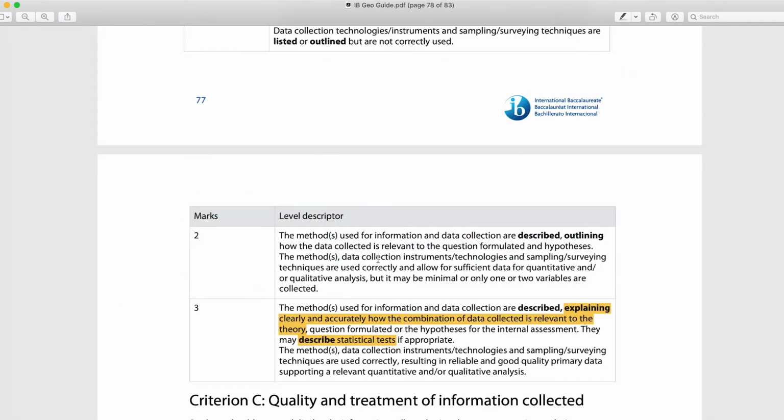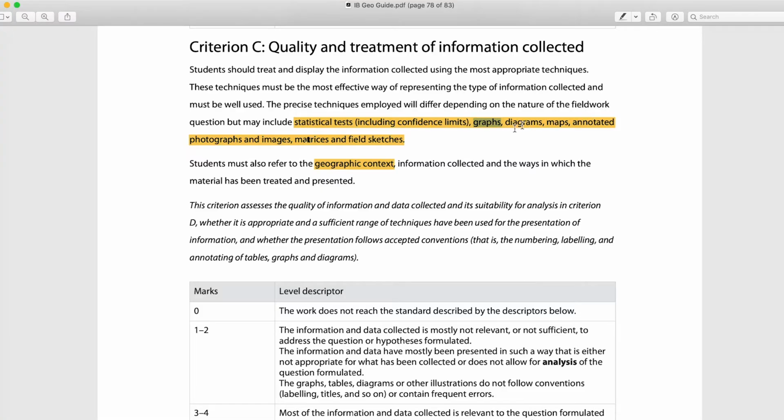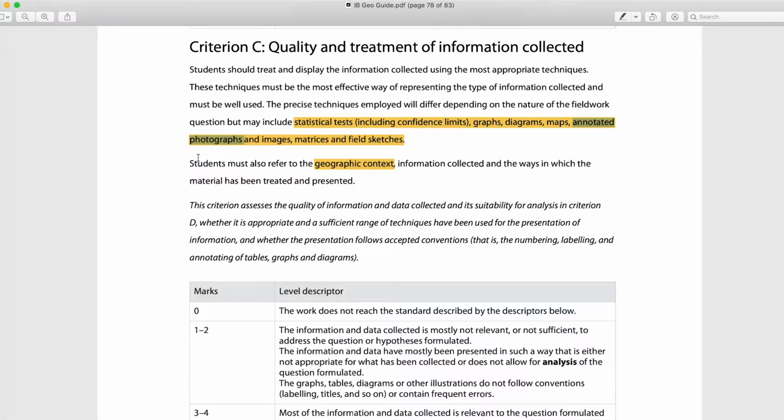And actually, I'm going to go back to the Geo IA guide and look at what they are looking for. So for criterion C, they're looking for statistical tests. Once again, they mention it everywhere, so please try to include them if you can. Graphs, diagrams, maps, annotated photographs. Again, annotated photographs. Notice how they have to be annotated now. So definitely put photographs in there with annotations, with text boxes. Students must also refer to the geographical context. Again, make sure everything's referred to each other. Yeah, it's a nexus, everything that you put in your IA. So refer back to the context as you need.